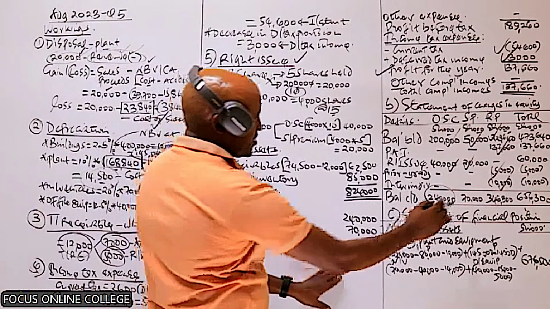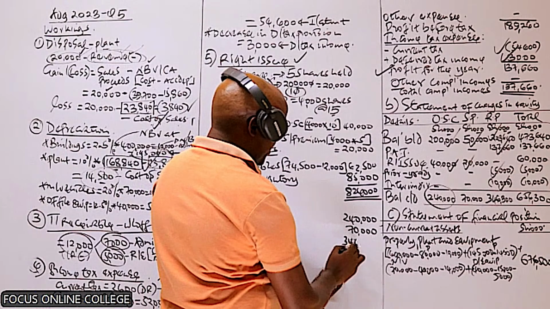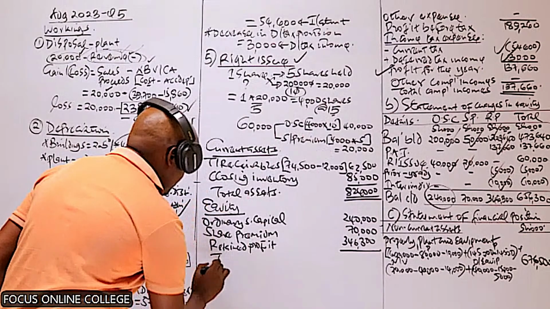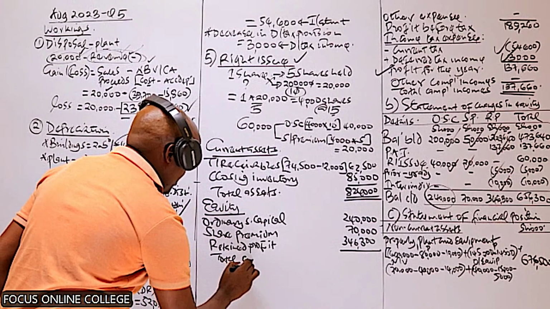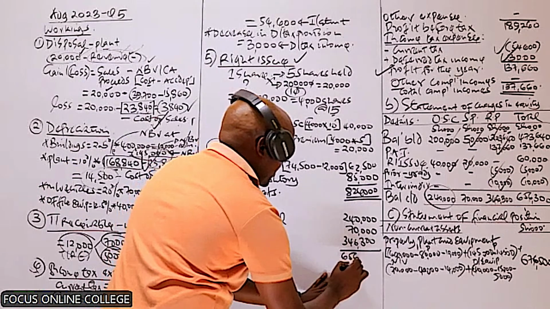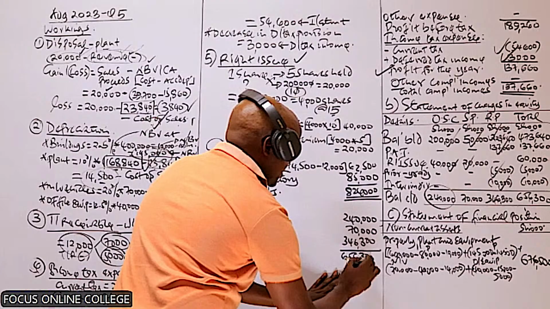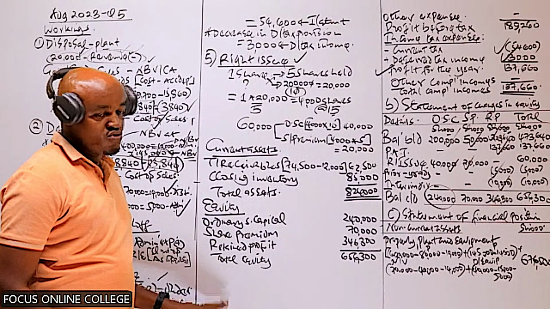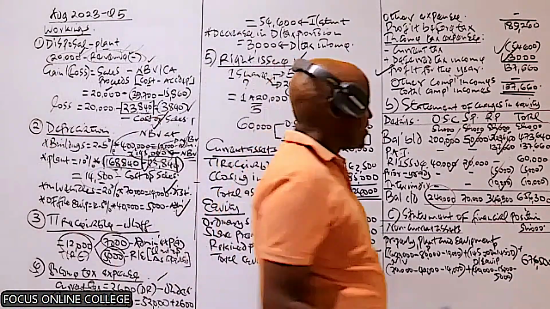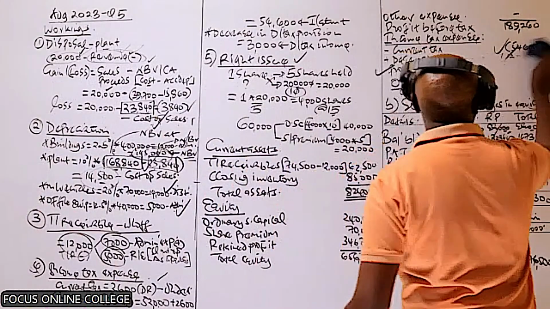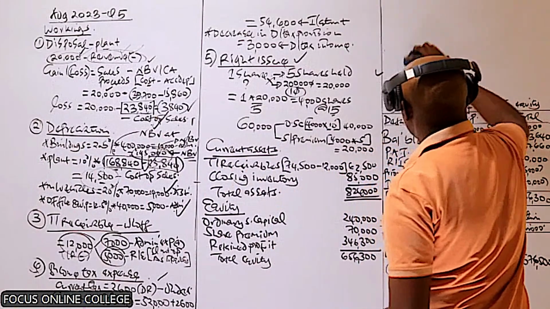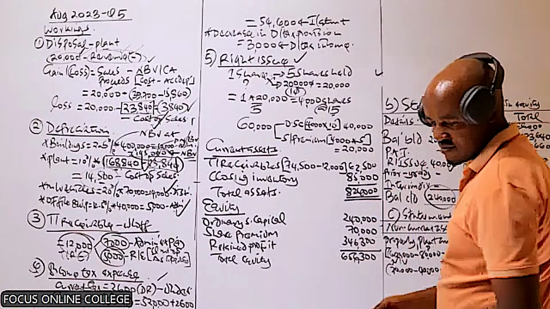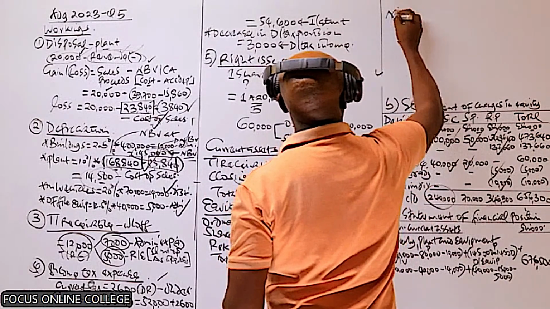The retained profit is 346,300. And then we get the total equity, which is 656,300. That's basically what we have as our total equity. So we need to move and record now the liabilities. For the liabilities, we start with the non-current liabilities.